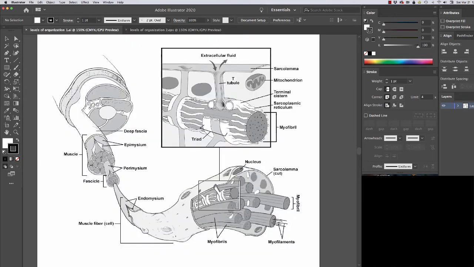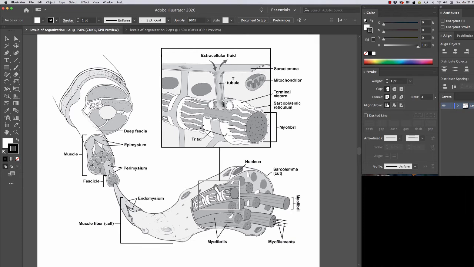Finally, the last type of organization or flow, if you will, of illustrations that I wanted to talk about briefly are what I call level of organization illustrations. These are fairly common in sciences where you're showing how a structure at one level of organization, at one scale, is related to other structures at a larger scale or a smaller scale.